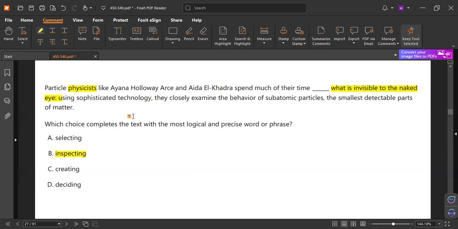Now, if you cannot catch it, use the punctuation power. The colon means this is an explanation of something before. So your answer is already here. Look, they closely examine. This means inspect. But what were they doing? Selecting? No, inspect. You catch it? So the subject of the verb helps you. Right.